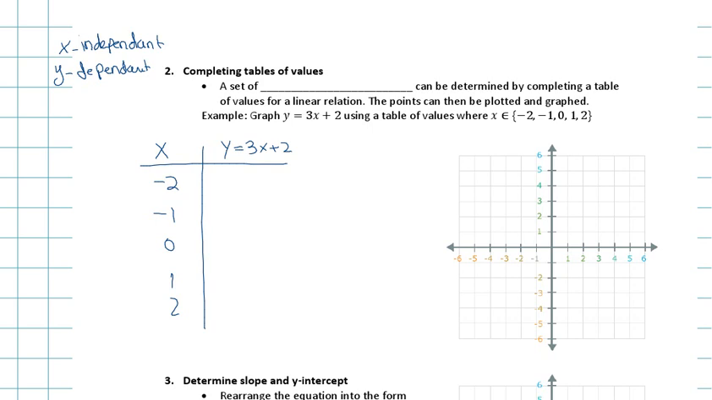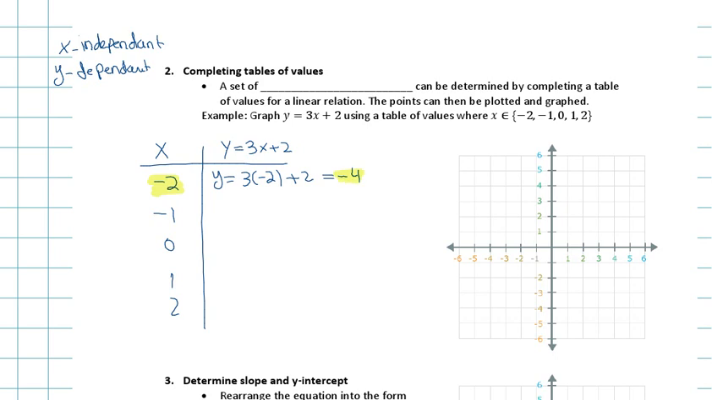So what do I have to do? I have to take the x value and plug it in. I'm going to show you for the first one. So if I have y = 3x + 2, plug in -2 for x. What's 3 times -2? -6. -6 plus 2 is -4. So this is telling you that when x is -2, y is -4.